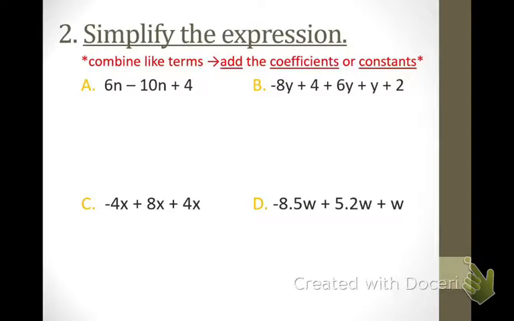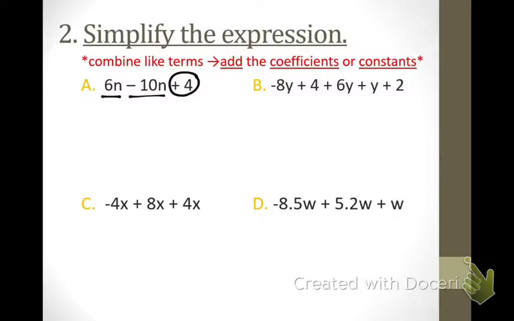So the first thing we're going to do every single time, tonight on your homework, you're going to write down the original problem, and then I want you to underline and circle the like terms. So the first thing I see here is 6n. Who else is a like term with the 6n? Class? Negative 10n. Everybody underline the negative 10n. Is there anybody else that is like terms with the n family? No. The 4 is what we call a what? A constant. Very good. That's a number that stands alone. So I'm not going to underline that because that's not a like term.